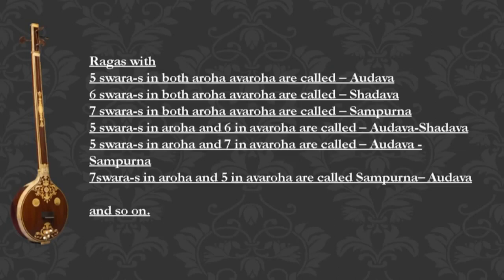We have ragas which have 5 swaras in the aroha, 6 in the avaroha, or 7 in the avaroha. Those ragas would be called audava shadava or audava sampurna. We have ragas which have 6 in the aroha, 7 in the avaroha. We have very many of these combinations. We even have ragas like Saramati, which has 7 swaras in the aroha and 5 in the avaroha.